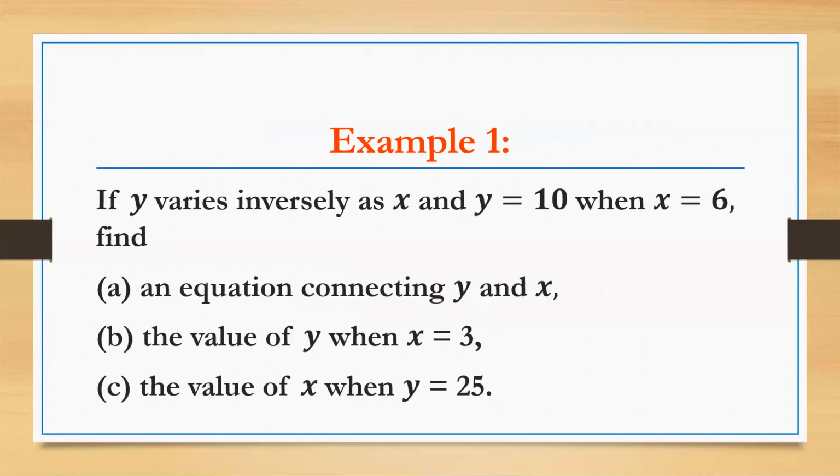Let us have a look at the first example. If y varies inversely as x and y equal to 10 when x equal to 6, find part A, an equation connecting y and x. Part B, the value of y when x equal to 3. And part C, the value of x when y equal to 25.